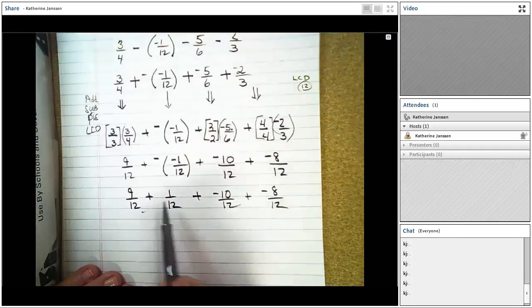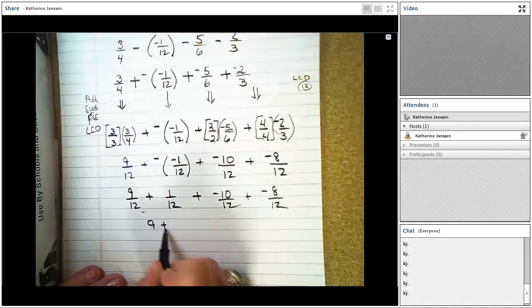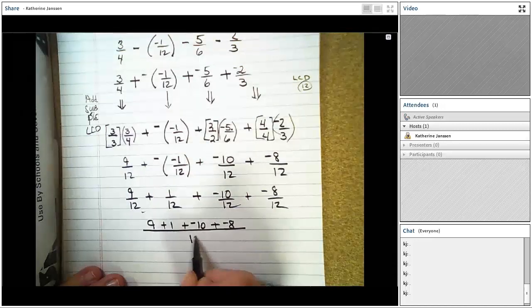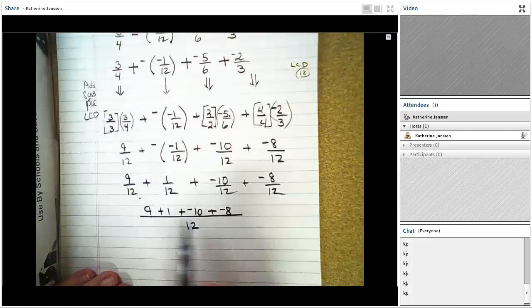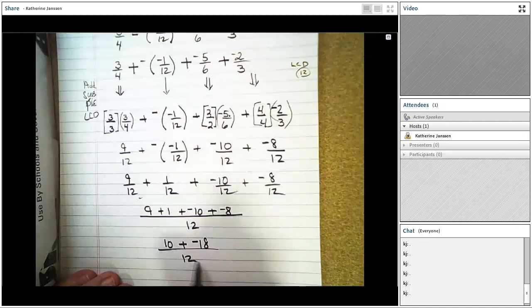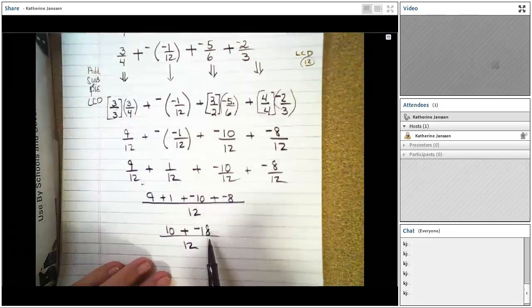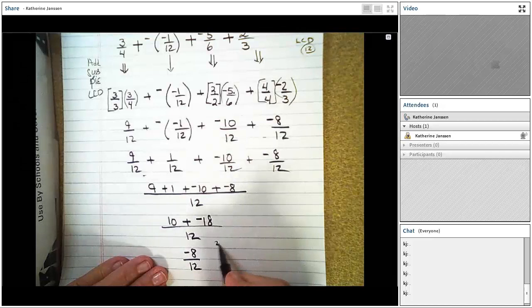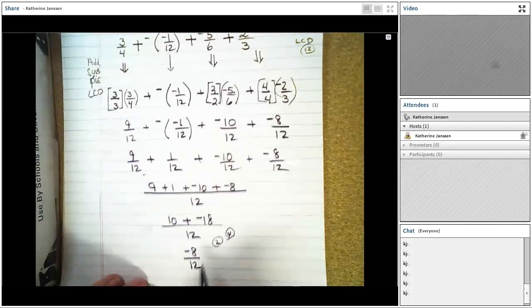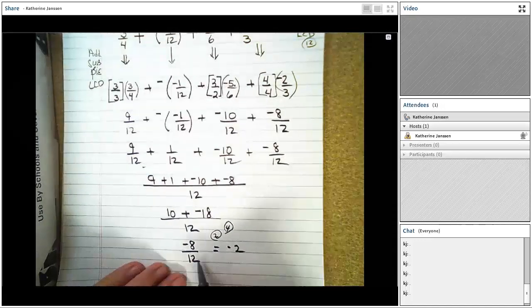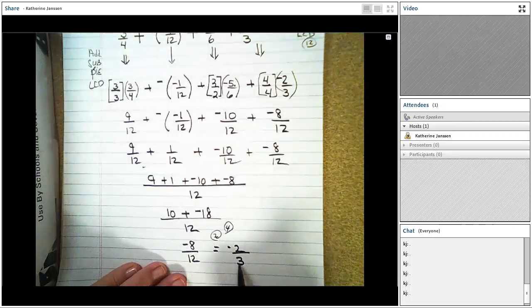Now I have my least common denominator, so I can write my numerators all over my common denominator. And I can add in the numerator, I have positive 10 plus negative 18 all over 12. A positive 10 plus negative 18 is a negative 8 over 12. I know 2 will go into both. Let's see, 4 will go into both. 4 goes into negative 8 negative 2 times, and 4 goes into 12 3 times, for a negative 2/3.